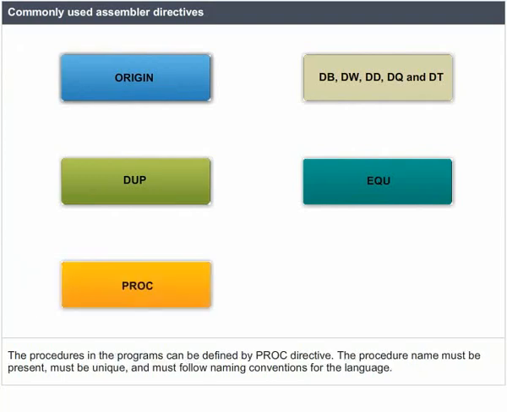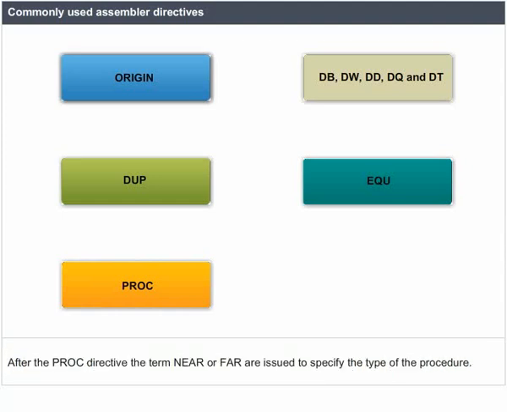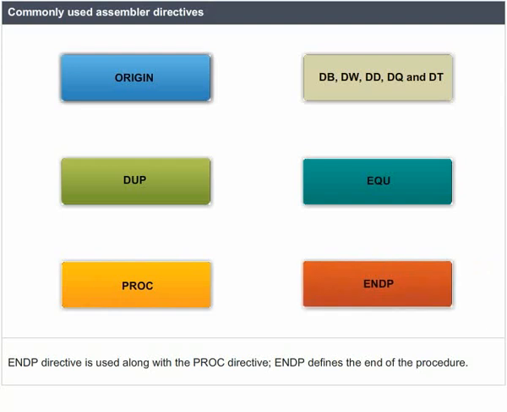The procedures in the programs can be defined by the PROC directive. The procedure name must be present, must be unique, and must follow naming conventions for the language. After the PROC directive, the term near or far is used to specify the type of the procedure. ENDP directive is used along with the PROC directive. ENDP defines the end of the procedure.